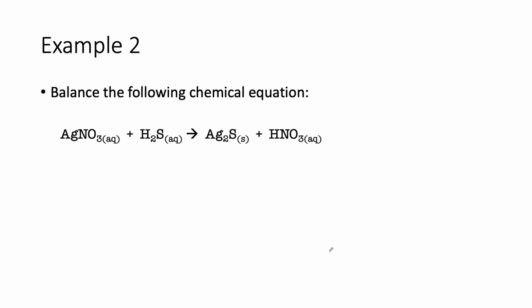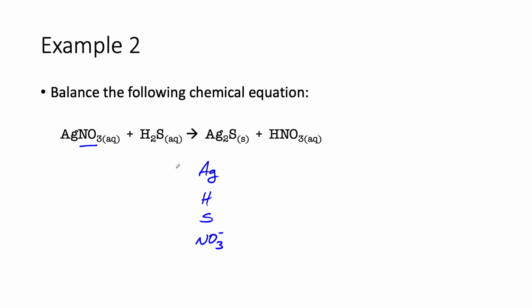Now, we're going to do this one. Balance the following equation. Now, I want to point out that NO3, nitrate, stays together for the most part. So we're going to do a little trick. This is the equation we got to balance. I'm going to keep NO3 as a group, mainly because it doesn't break apart.